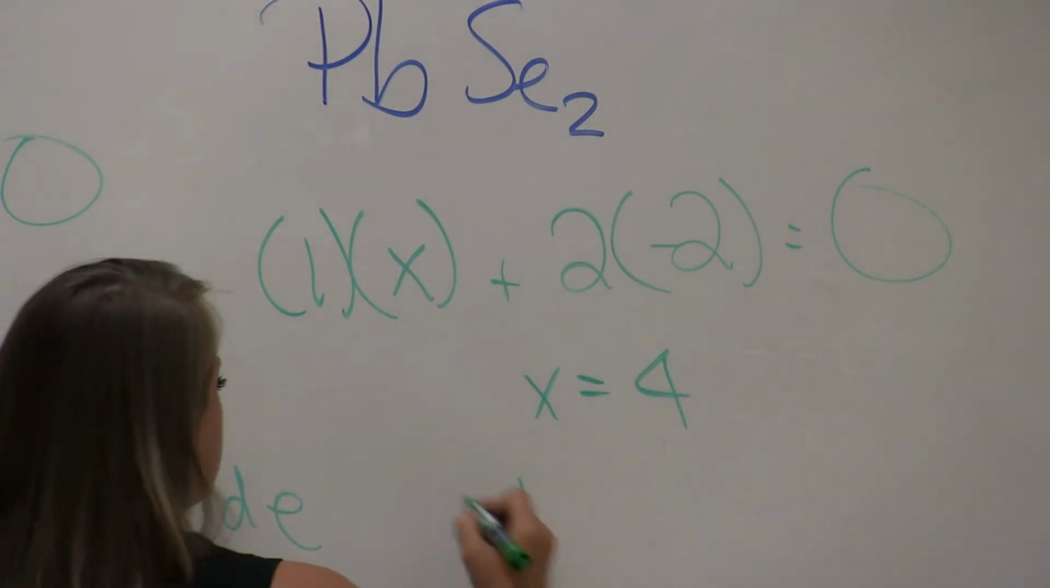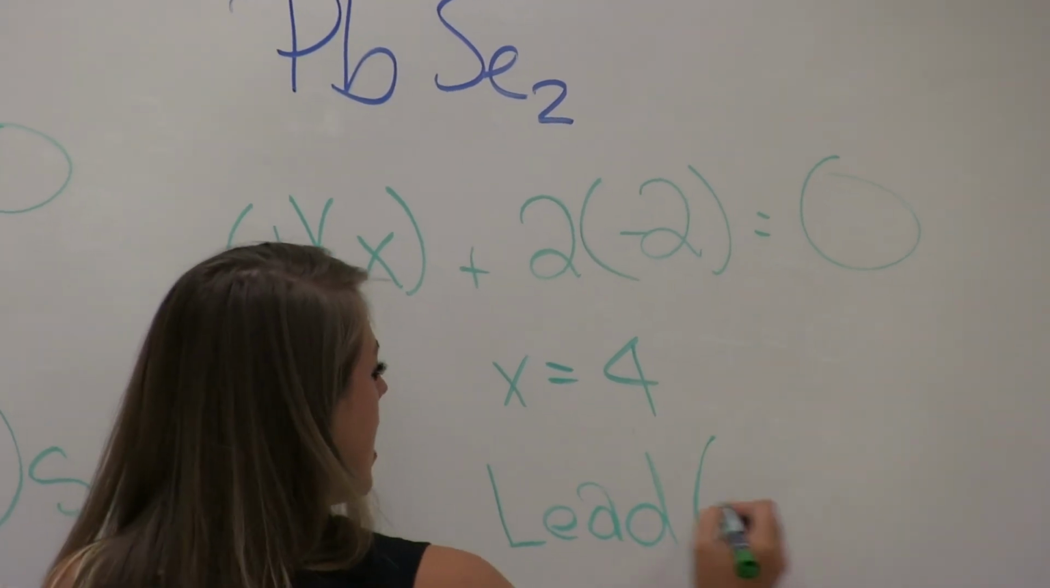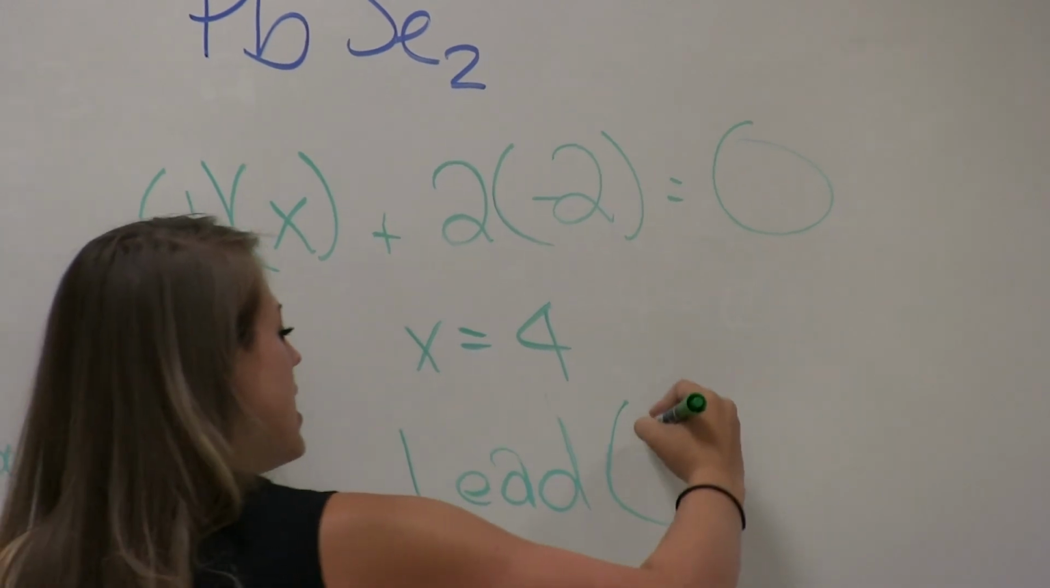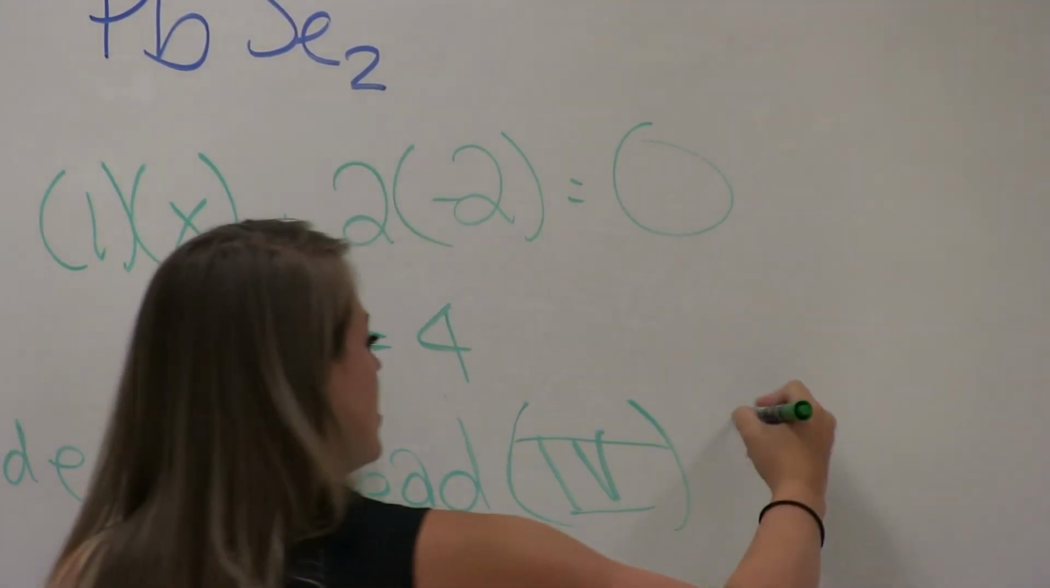So we're going to state our metal. It's going to be lead, but the difference now is we've got to state that charge. So it's lead 4, and it's selenium, so this is going to be selenide.